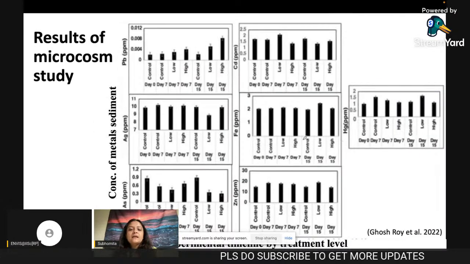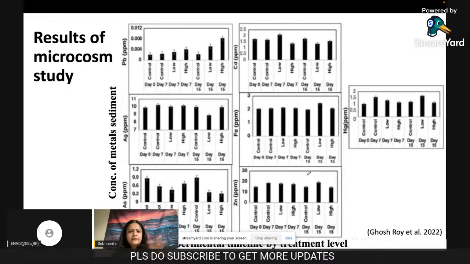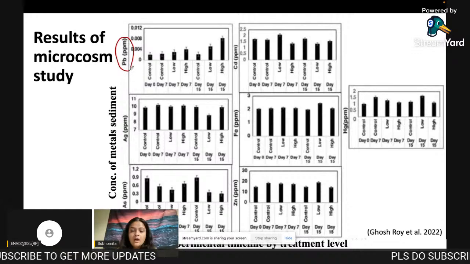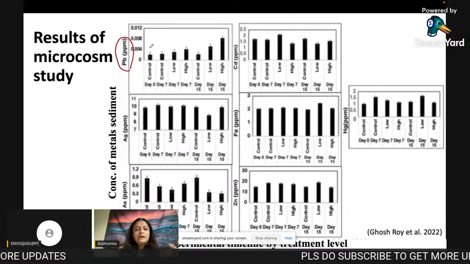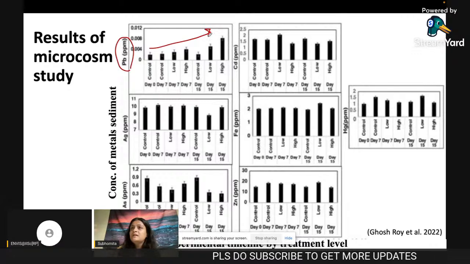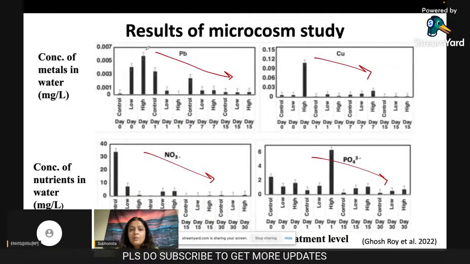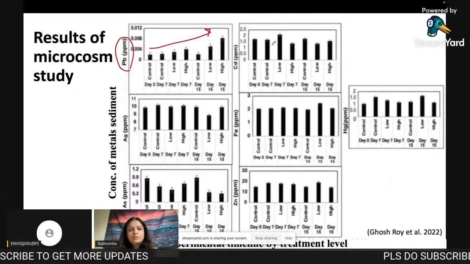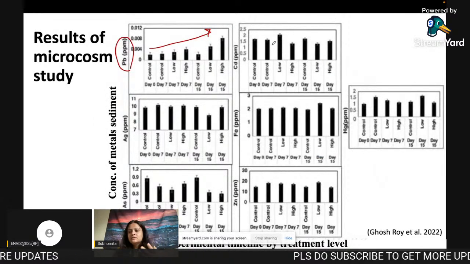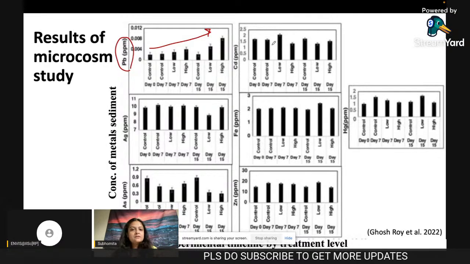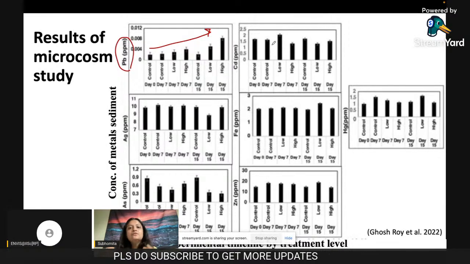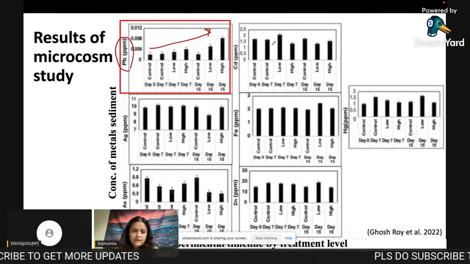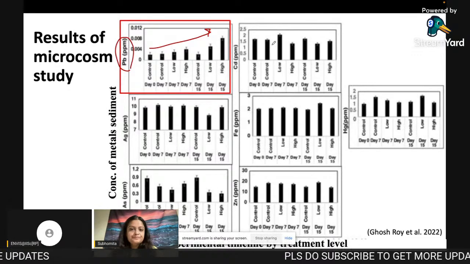In terms of the metals in sediments, there was not huge variation among the metals, but again, lead was interesting here. From the beginning to the end of the experiment, there is actually an increase in lead. In water, we see there is a drop, but in sediments, we see there is an increase in lead. So it's very evident that the lead that was given to the water was slowly getting assimilated into the sediment. That was the most significant thing among all of the other metals.